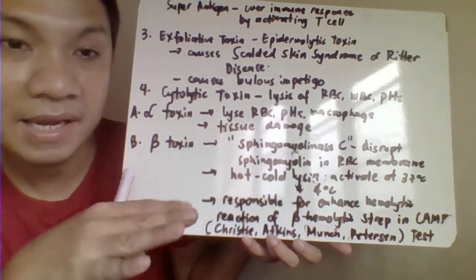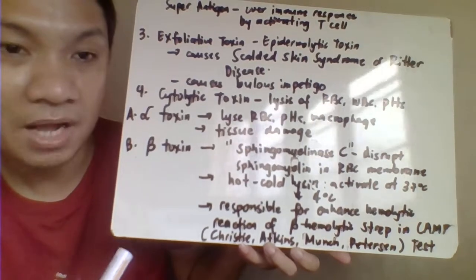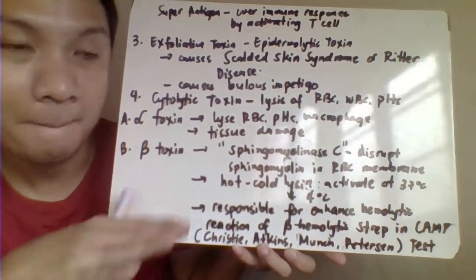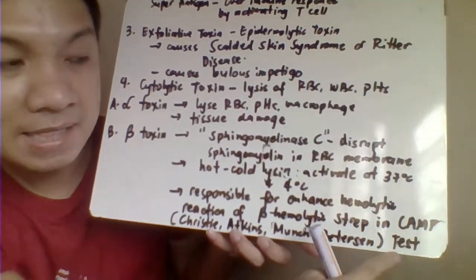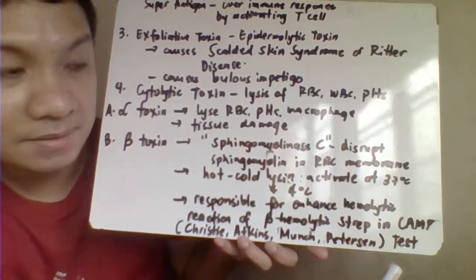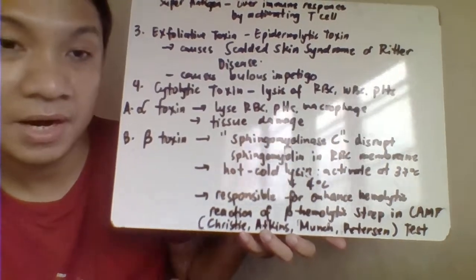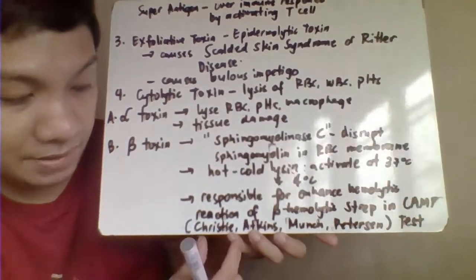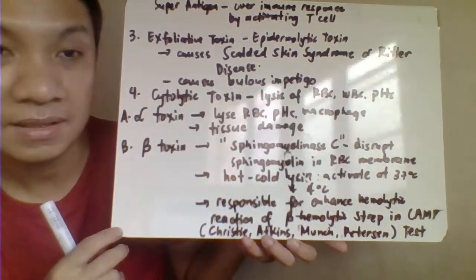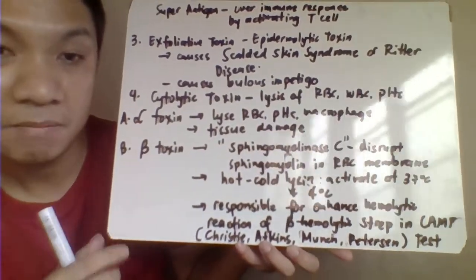that would have here enhanced na hemolytic reaction or lysis manifested in your sheep blood agar plate or your blood agar plate. In the culture media, you call that one is your CAMP, or that's your CAMP test. CAMP here stands for kung sino na-discover nito, we have Christie, Atkins, Munch-Petersen. So again, that would be your beta hemolysis.